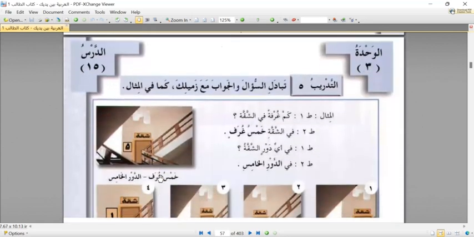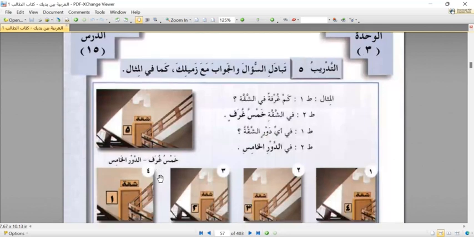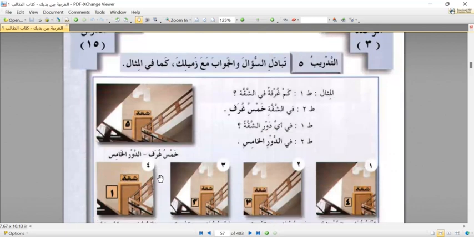So move on to the next exercise. تبادل السؤال والجواب مع زميلك كما في المثال. Exchange the question and the answer with your colleague as it is in the example. كم غرفة في الشقة؟ Let's look at this. كم is used for asking a question about number. You want a number. So whatever word comes after it, how many are those things?